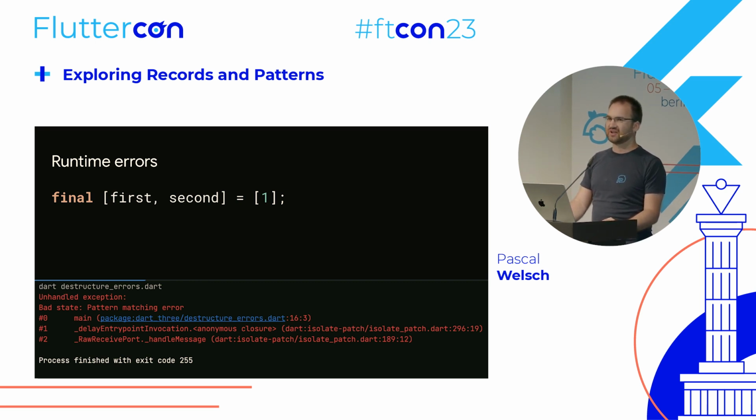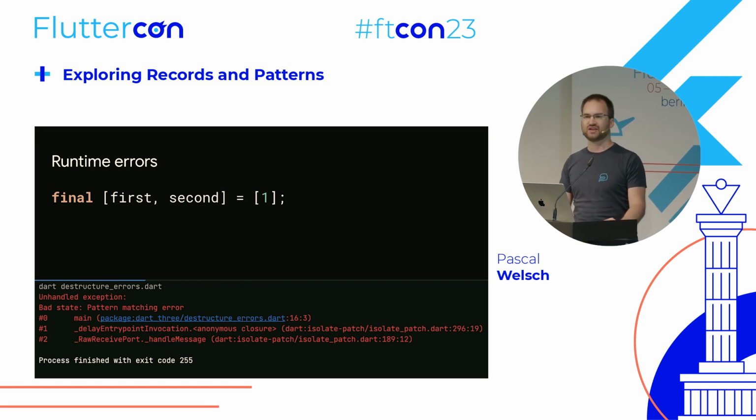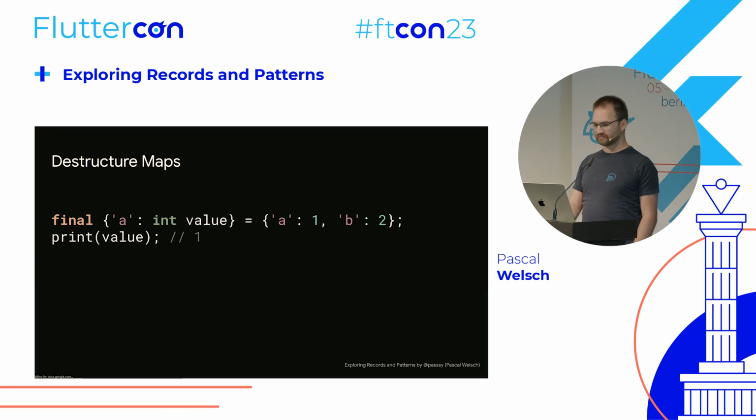So I think in the future we will have lint rules that might catch those errors. But right now, this is valid code. You can write it, but at runtime it will just crash with this pattern matching error. It doesn't give you much information, so it's pretty hard to see what's actually going wrong. But don't do this. Instead, you have to check manually for the length before.